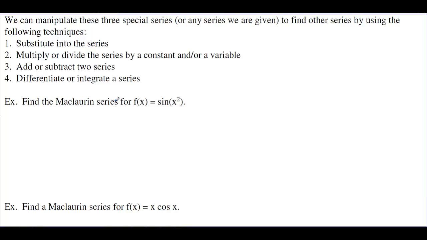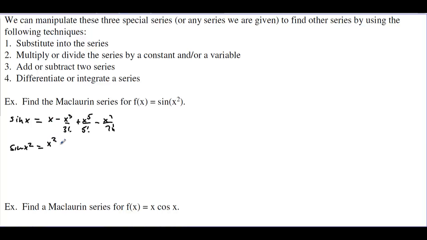Example, find the Maclaurin series for f of x equals sine of x squared. Well, let's get the Maclaurin series for sine of x. Sine of x is an odd function, so we need odd powers of x. We have x to the first minus x to the third over 3 factorial, plus x to the fifth over 5 factorial, minus x to the seventh over 7 factorial. And now, instead of having sine of x, we need sine of x squared. So we can plug x squared into all of these.